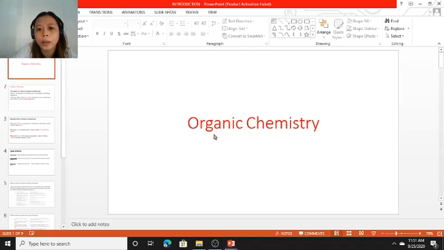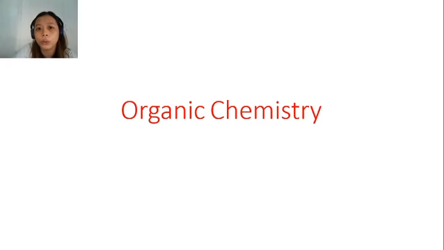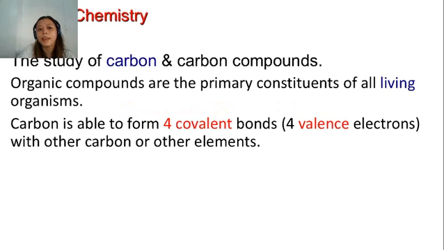And for today's topic, we will have the introduction to organic chemistry, for Chem 2. Organic chemistry is the study of carbon and carbon compounds. Organic compounds are the primary constituent of all living organisms. So always remember, all the living things, everything that we eat that came from living organisms, is composed of carbon and carbon compounds, which makes them organic compounds because of the presence of the carbon.